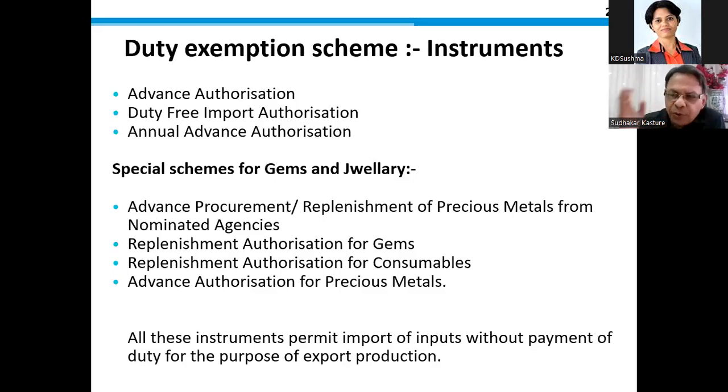Or you say I have an export order for 5 lakhs of rupees. I need a license only for 3 lakhs of rupees. So I'm making a simple application for 3 lakhs. That is common advance authorization.